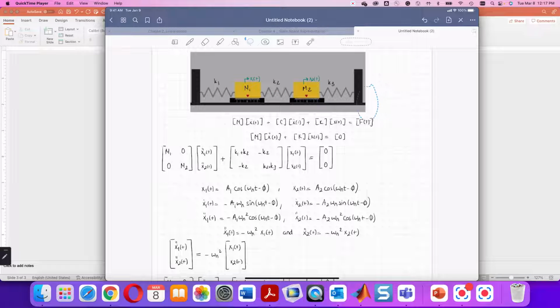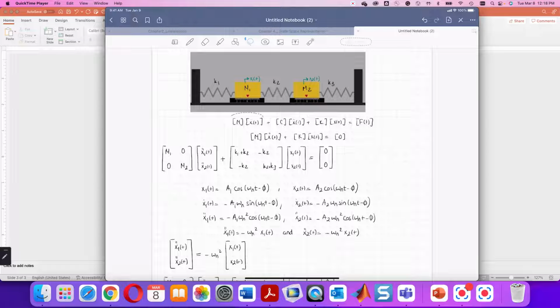For a 2-degree of freedom system, you need two equations representing the motion of the system. This card is only allowed to move back and forth because of the mechanical limitations, and the second card is also only allowed to move in one-dimensional motion, back and forth. That means I can apply the mass matrix method.